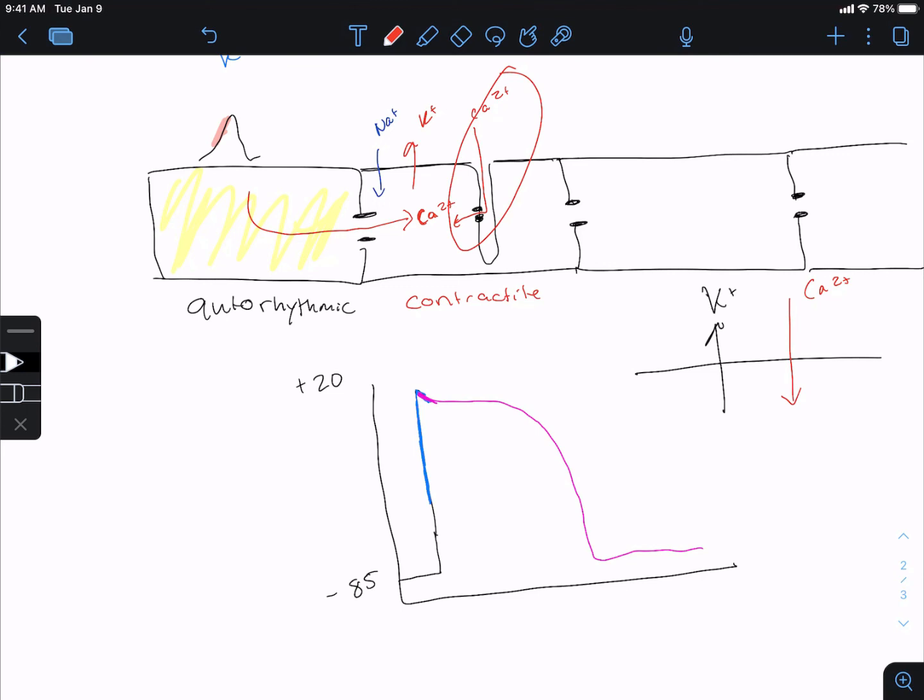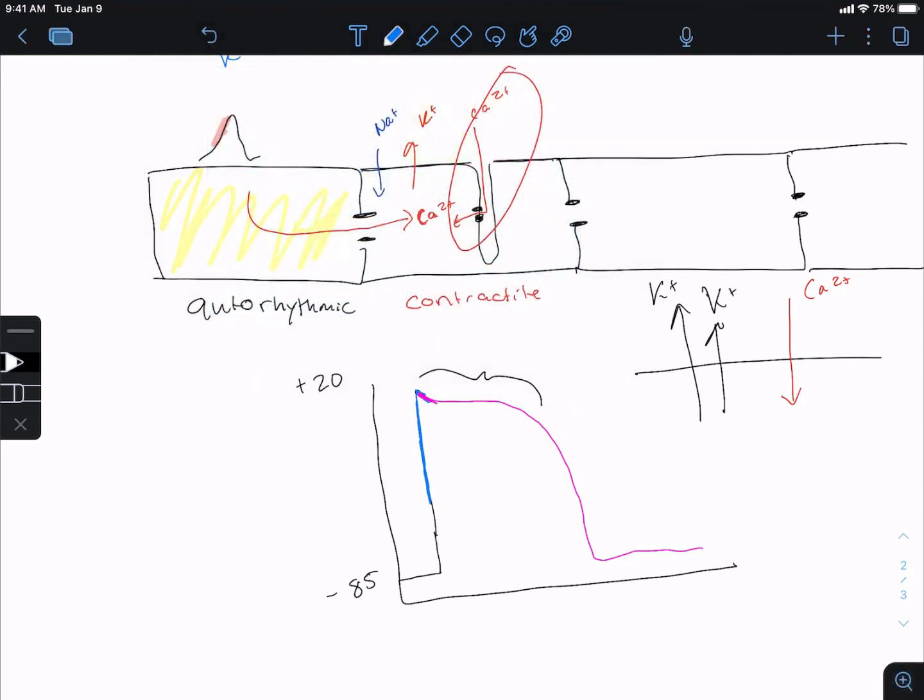For every positive charge that comes out, we've got a positive charge coming in. So we would essentially have 2 potassium, by the way, for every 1 calcium, since the charges need to balance. And that will ultimately lead to this stage right here, which we call the plateau. And that plateau is due to both potassium leaving the cell and calcium coming into the cell.